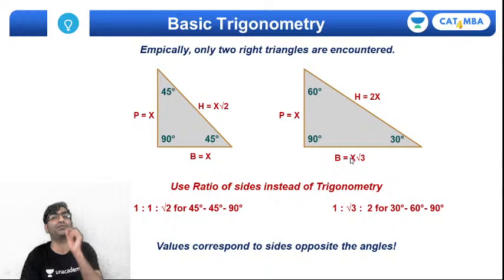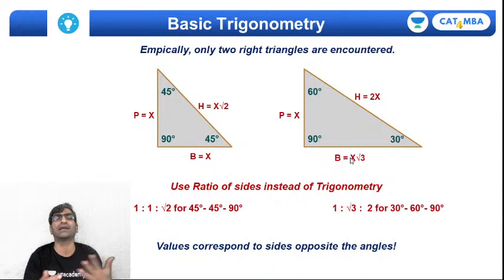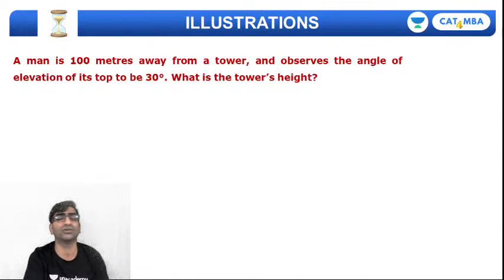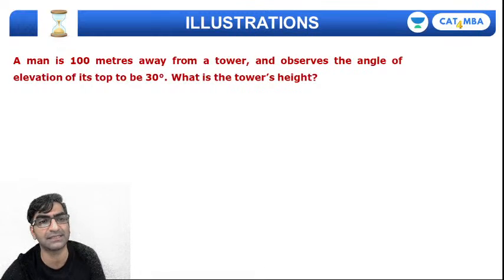Which means that even if you know one of the sides, you can determine all the other sides, right? Because remember, everything is in terms of x. So even if I know a right triangle, even if I know one length, I can quickly determine the other lengths by using the ratio of sides, right? Sounds too good to be true. Let's see how this applies in a problem.